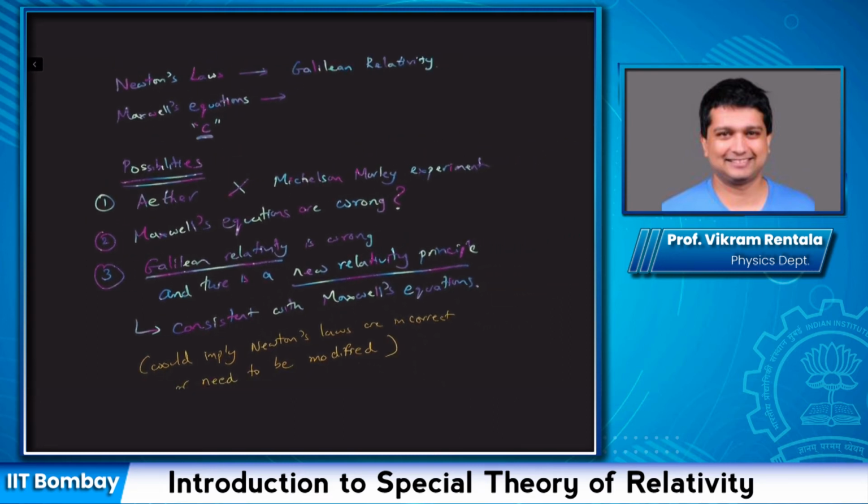So the question is, if you take this third approach, is there perhaps a new relativity principle that is consistent with Maxwell's equations and modifies the form of Newton's laws so as to also be consistent with this new relativity principle? And therefore, the original form of Newton's laws, which is consistent with Galilean relativity, is wrong. Although it was hard to imagine at the time how this could even be possible.